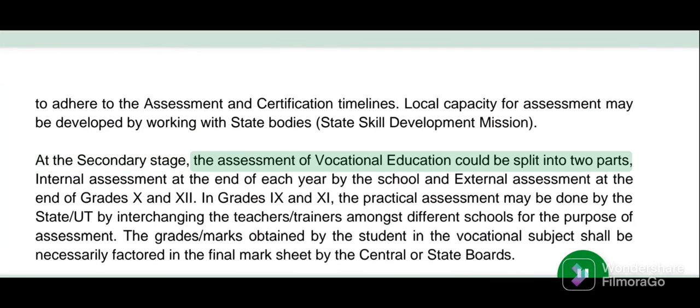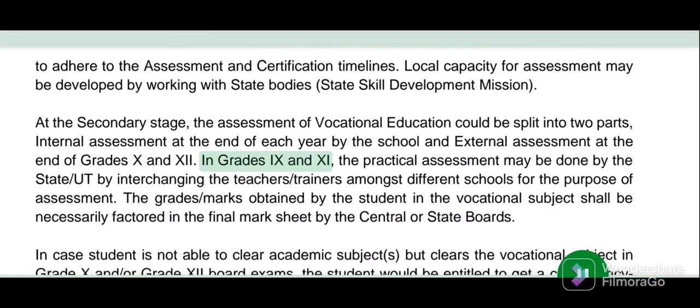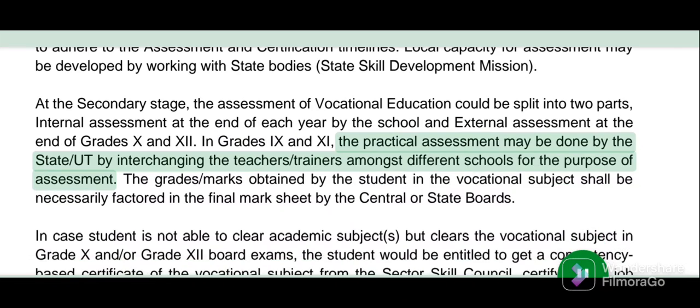At the secondary stage, the assessment of vocational education could be split into two parts: internal assessment at the end of each year by the school, and external assessment at the end of grades 10 and 12. In grades 9, 10 and 11, the practical assessment may be done by the state/UT by interchanging the teachers/trainers amongst different schools for the purpose of assessment.